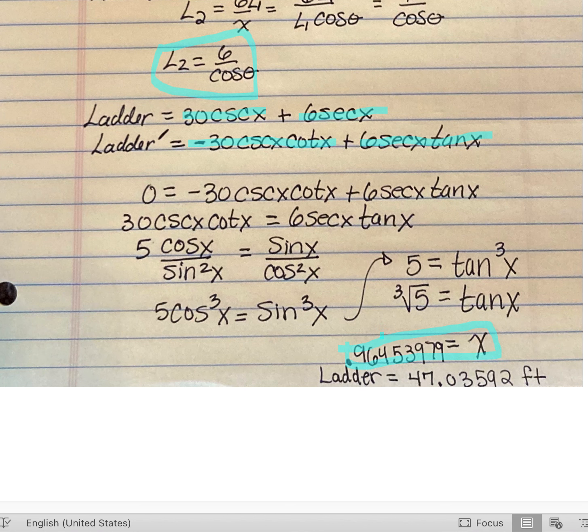Now you should verify that this is a minimum value by making sure that it's on an interval that's concave up. So that's something that wasn't asked of you in the question, but it's definitely something you should check into. And then once you verify that that is actually a minimum value, then you go back and plug that value of x back into your ladder function up here.